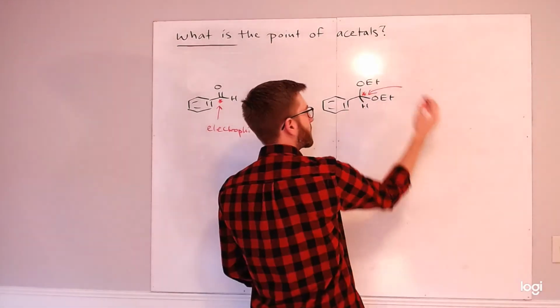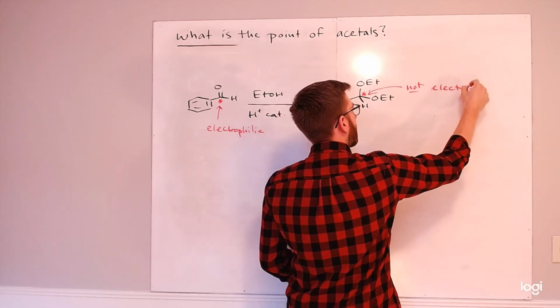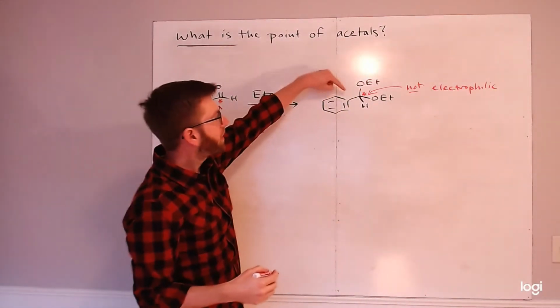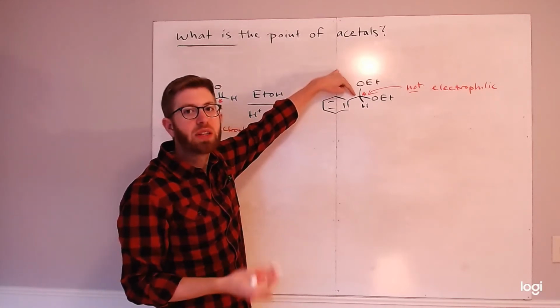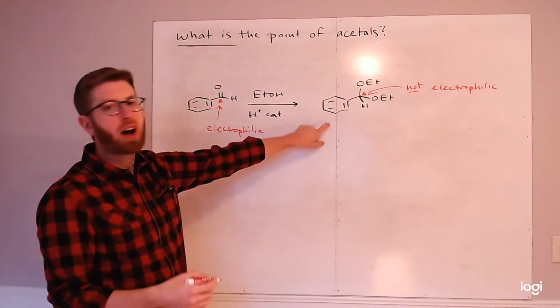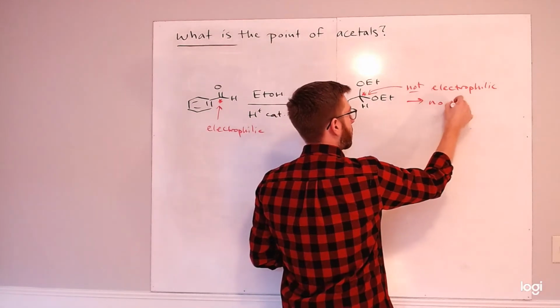There's a couple of reasons we can expect this. One is that the carbon's sp3 hybridized, which means that if I introduce a nucleophile to the starred carbon, something is going to have to leave. In a carbonyl, I can just break the C=O pi bond, but that's not an option on the acetal. So this is not electrophilic. There's no good leaving group.